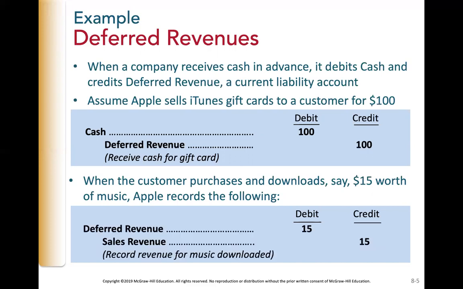So we need to debit the deferred revenue for $15 and recognize sales revenue for $15 because the customer has now actually purchased and downloaded the music. The actual sales have occurred at this point in time, so we can get rid of our liability and record our sales. We already know this. This is not anything really new. We're just reviewing it as it relates to current liabilities.